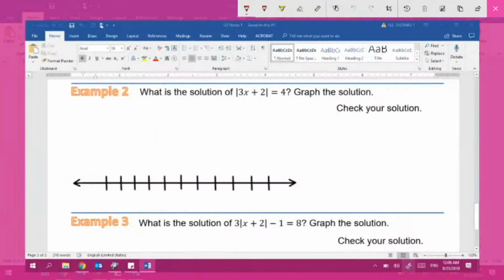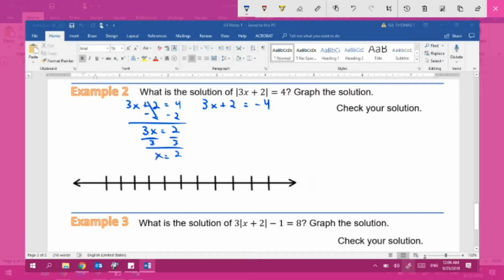All right, example number 2. Here we go. The absolute value of 3x plus 2 equals 4. So same thing. 3x plus 2 equals positive 4, and 3x plus 2 equals negative 4. So let's solve. Subtract 2 from both sides. Boom. 3x equals 2. Then divide by 3, and x equals 2 over 3. Now as for the other one, we're going to subtract 2 from both sides. Boom, boom.